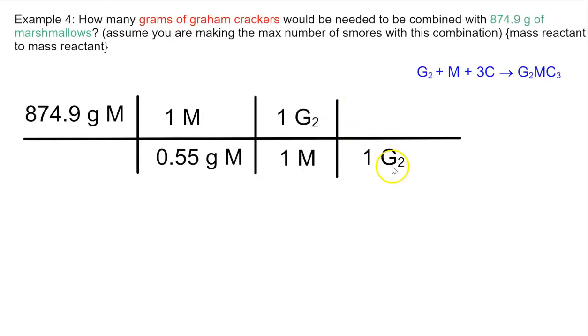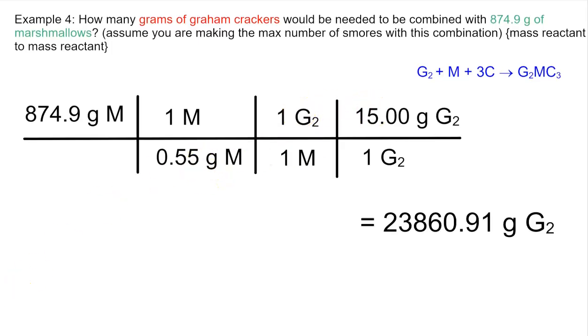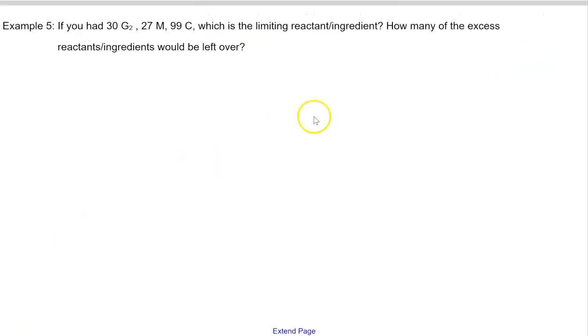Okay, sorry about that. So for every 1 graham cracker, we have 15 grams of graham cracker, because remember we're trying to get to grams of graham cracker. Okay, so once I do that math, I'm going to take 874.9 times 15, hit equals, divide by 5, hit equals, and you should get 23,860.91 grams of graham cracker. Okay, so like always, make sure this problem's filled out. And now let's look at problem 5.